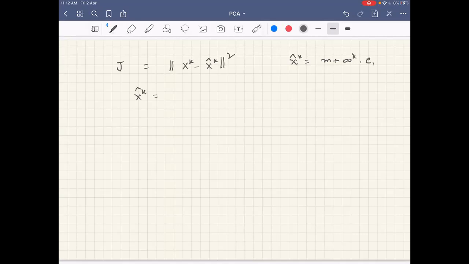xk hat is equal to m plus ak1, I have used this ak comma 1 previously as subscript, into E1, plus ak2, the second principal component, into E2, and so on up to a k d dash into e d dash. I have used here e d dash dimensions.